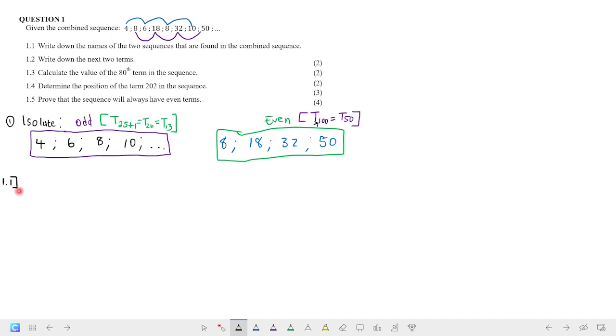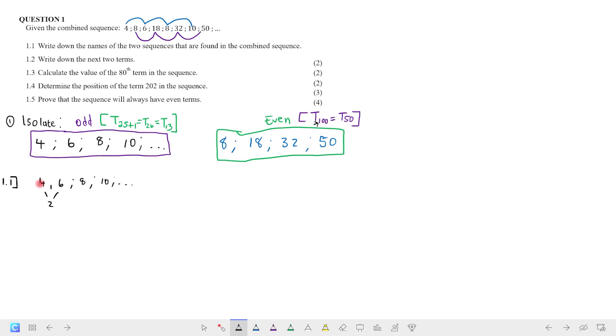The first question says, write down the names of the two sequences that are found in the combined sequence. As you can see, we've already isolated them, but we just need to identify what the first sequence and the second sequence are. Let's look at the first one: 4, 6, 8, 10, and so on. The test, we always start with the arithmetic sequence.